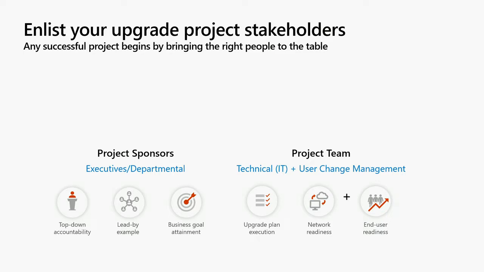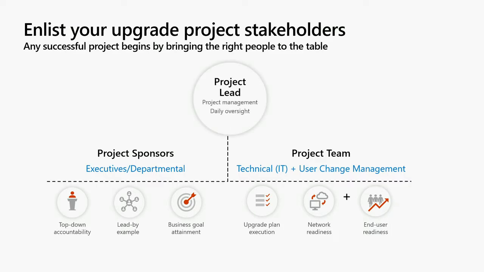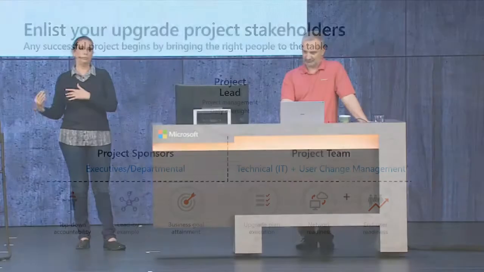And then to bring it all together, I always recommend having a project lead. So your project lead is not someone who has accountability on the technical side or the user readiness side. It's someone who's really able to manage both sides of it. They usually report up to the stakeholders and sponsors, and then report down to make sure the project team is staying on track and managing risks and things like that.